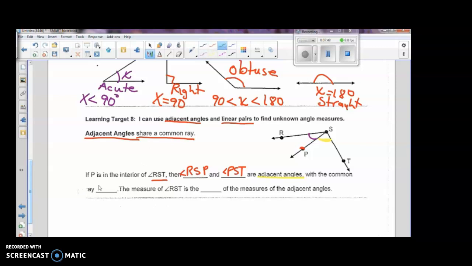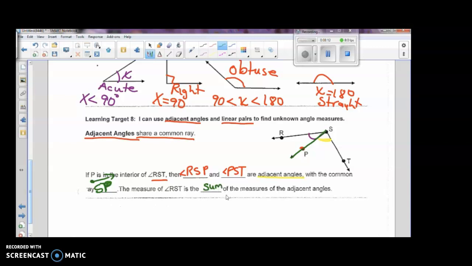With S, common ray, SP, there we go. And make sure that you put SP and not PS, because remember with rays, the order does matter, so you want S as your endpoint, and then extending outwards towards P forever.